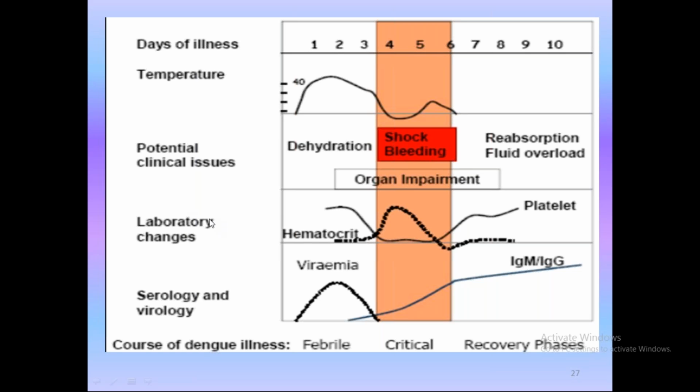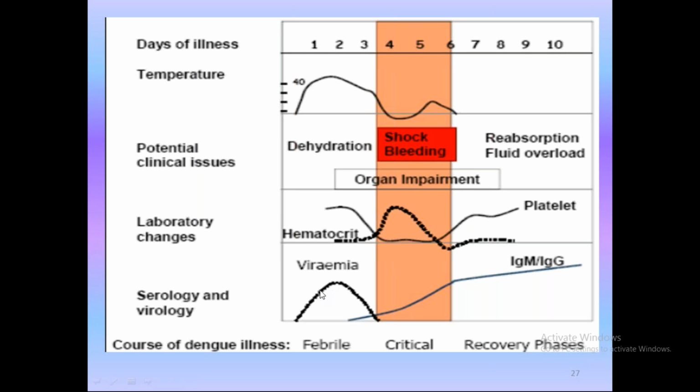And coming to the laboratory changes, initially everything may be normal. After 2-3 days, there may be a decrease in the platelets, gradually, not sudden. In the critical phase, more thrombocytopenia will be there. In the febrile phase, only late there may be a slight decrease in platelet counts. Hematocrit may show no change or be slightly elevated. In the febrile phase, the child will have high grade fever and features of dehydration with myalgias and bone pains. And the tourniquet test, if you do it, may be positive.